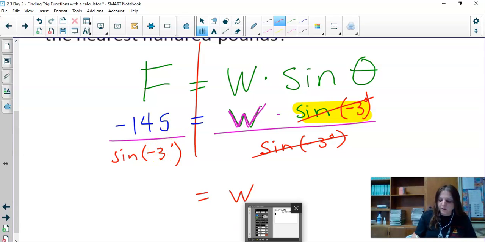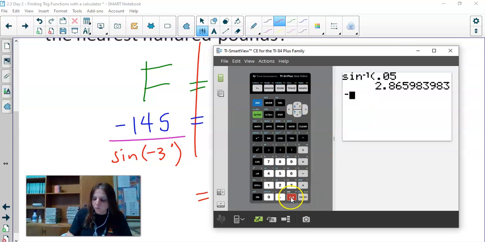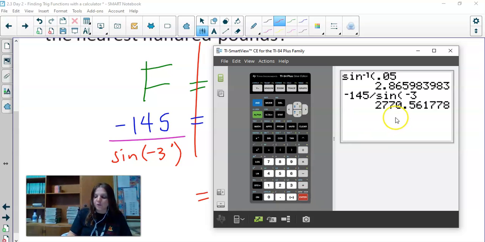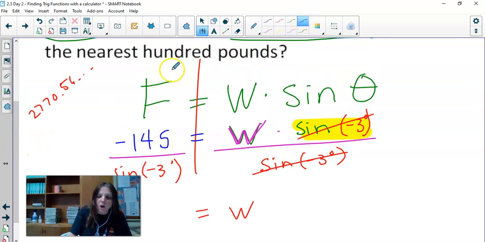I'm just going to go to the calculator. So I'm going to type in my calculator, -145. Again, use the negative at the bottom of your screen, not the subtraction key. Divided by sine of -3. And the directions say nearest 100 pounds. Okay, so your answer is 2770.56 and so on. The directions, though, say round to the nearest 100 pounds.